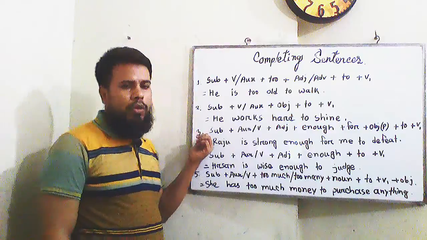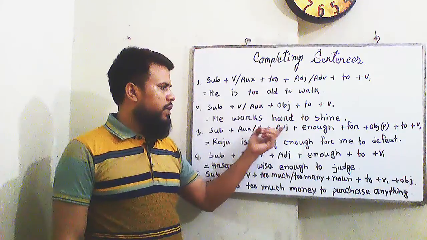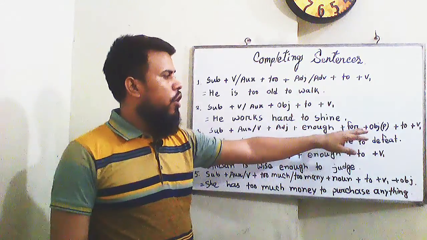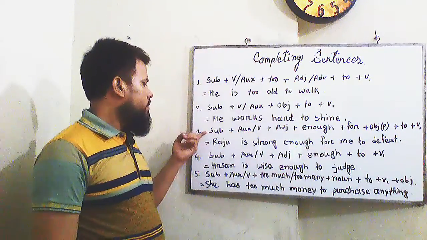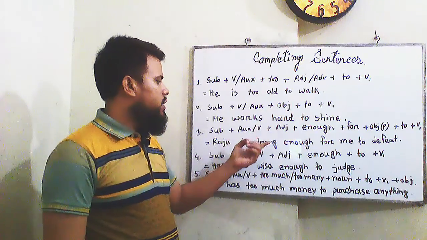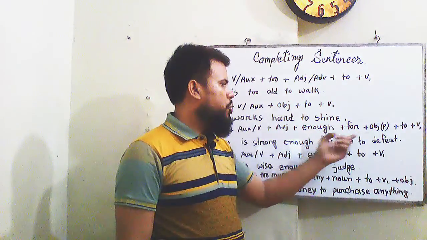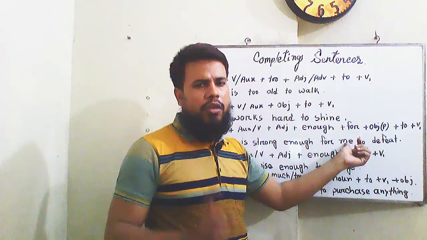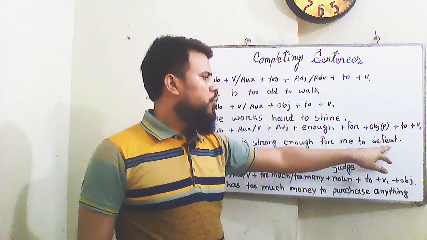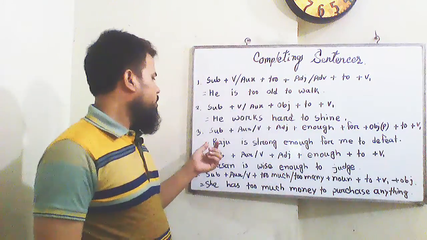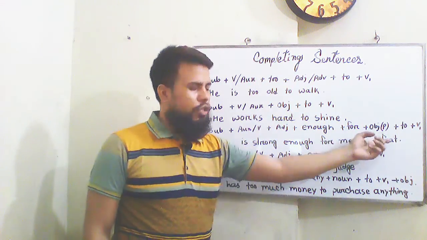My next rule is subject plus auxiliary or main verb, and then adjective, and then enough, and then for, and then object, that means personal object, and then to, and then verb 1. Such as subject Razu, auxiliary is, adjective strong, and then enough, and for as preposition, and object personal object me, we know me for I, personal object, and then to, and finally verb 1 defeat. And we can completely say Razu is strong enough for me to defeat.